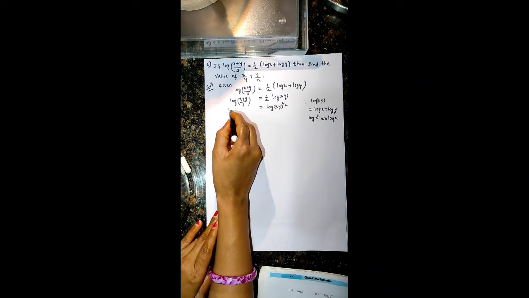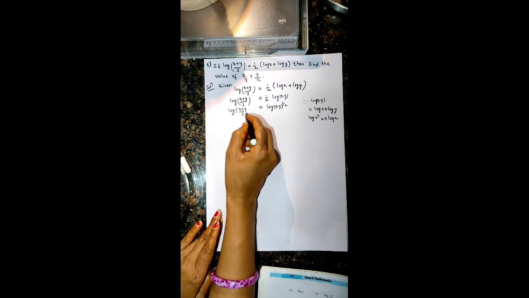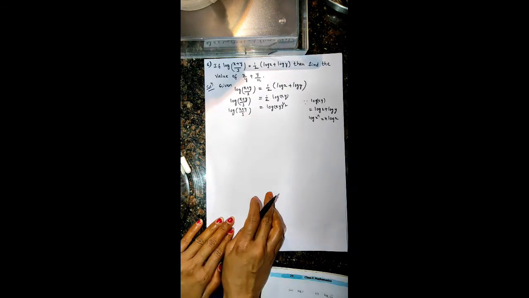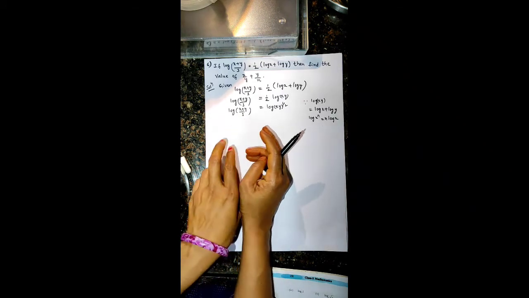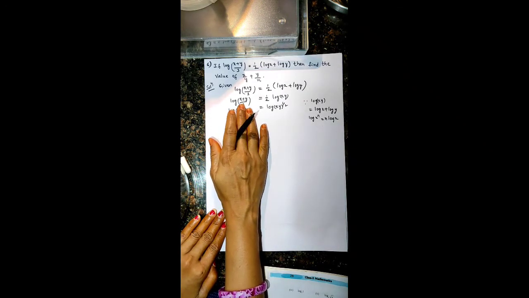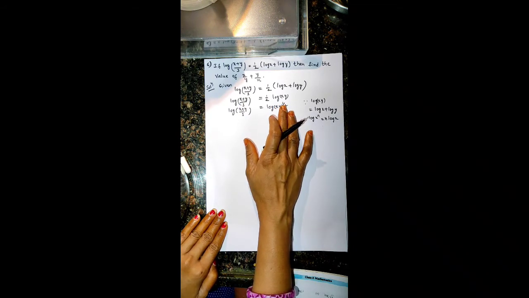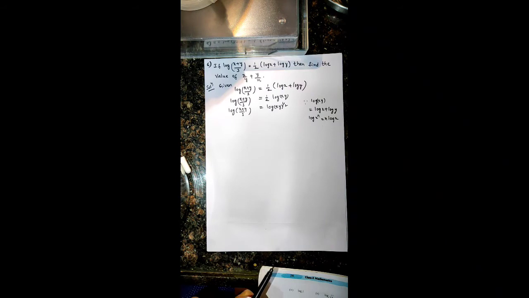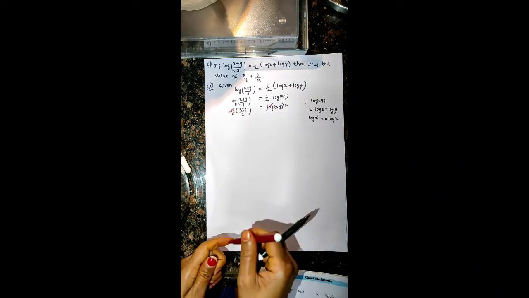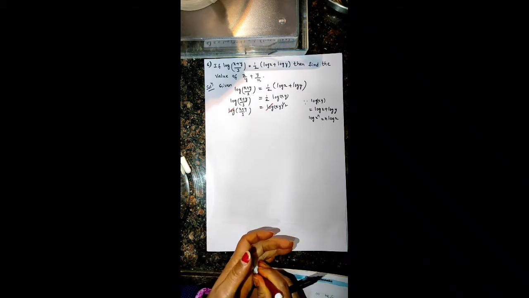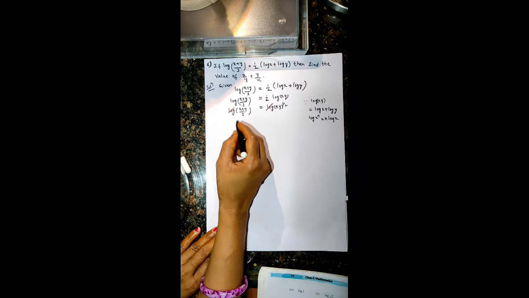Now here what we have? Log of (x plus y) by 3 equals this one. See, if you observe, on the left side we have log of something, on the right side also we have log of something. So then we can cancel log on both sides. Okay, see next, what is our problem, what is that solution?